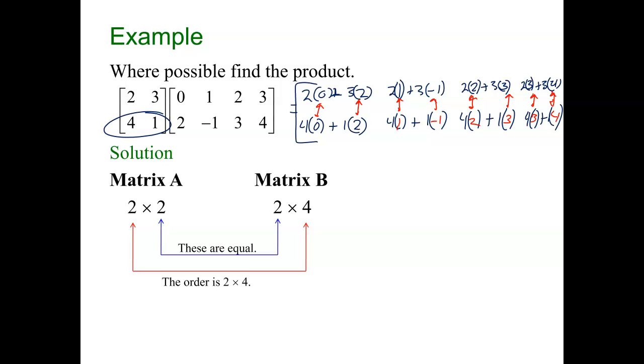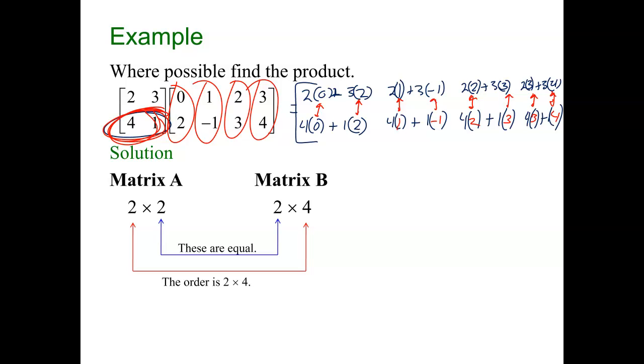Pattern. Every row is being multiplied by every column. There's only so many numbers we can use. So you can go through it and you can look at it step by step and say, okay, 4, 1, 0, 2, 4, 1, negative 1, negative 1, 4, 1, 2, 3, 4, 1, 3, 4, and then double check to make sure that pattern lines up. And then we can simplify from there.